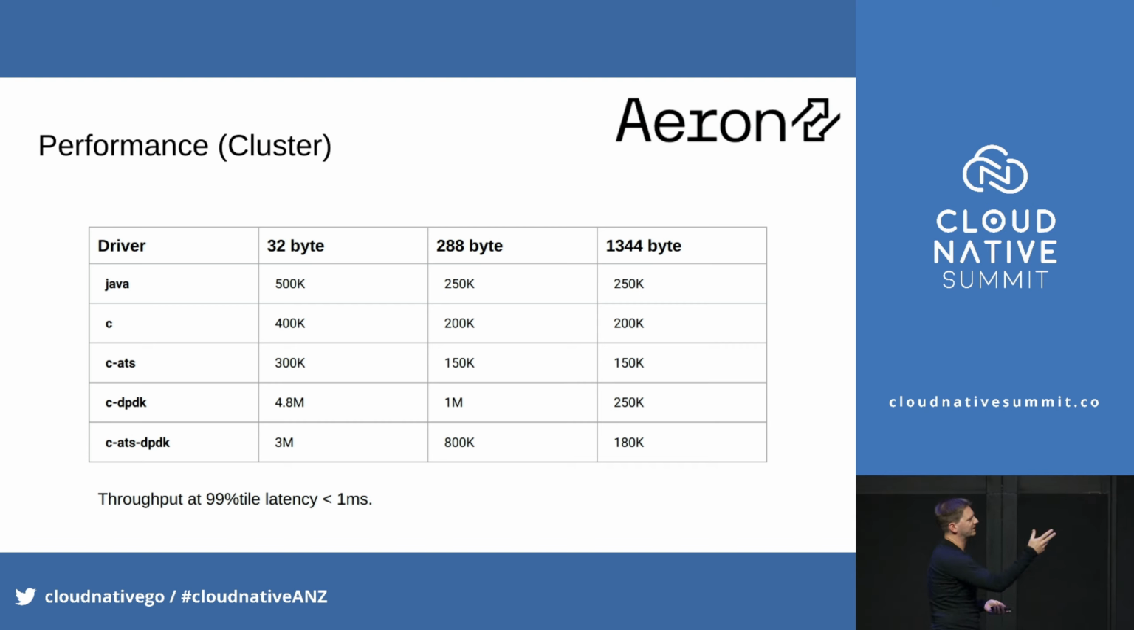So with a 288 byte message, we're getting around about 200,000 messages per second out of C. We add in security, you see that drops a bit down to about 150,000. The interesting thing is once we start adding kernel bypass in, the C version with the DPDK extension is doing 1 million messages per second. So we're getting like a 5 times throughput improvement on the basic C driver. Interestingly, if we have the encryption extensions, which we know slow it down a bit, but then we add the kernel bypass as well, we can see encrypted with DPDK, we're still 4 times faster than without the kernel bypass. So it shows the interesting benefits we can get.